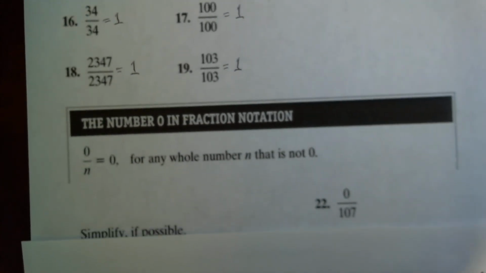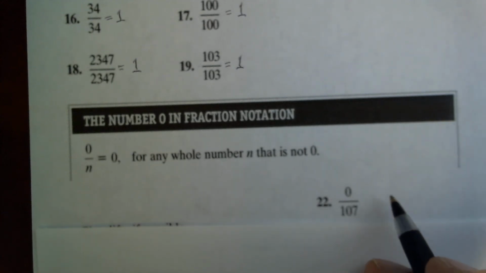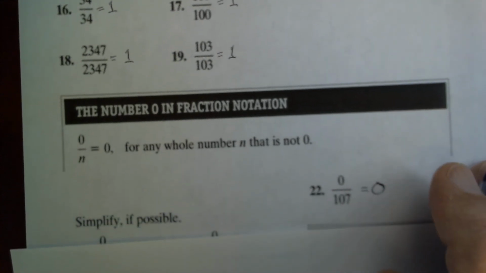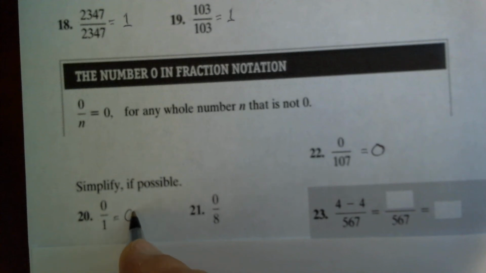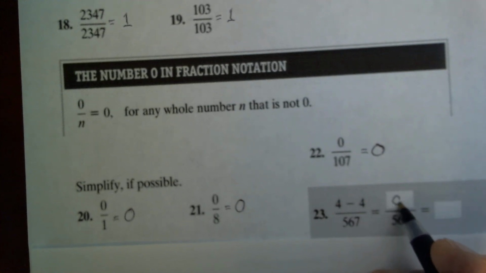Again, we have some very simple exercises following this definition here. 0 divided by 107 is equal to 0. And also 0 divided by 1 is equal to 0. And 0 divided by 8 is equal to 0. And in number 23, 4 minus 4 is 0, divided by 567, and that is equal to 0.